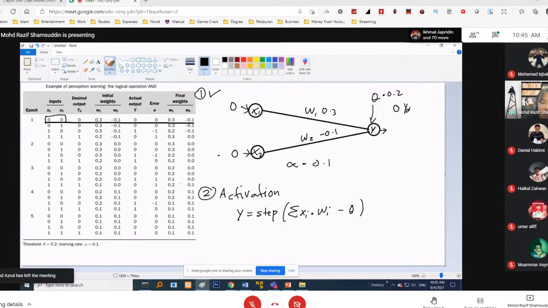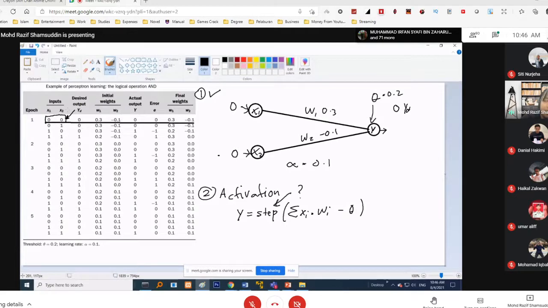Okay, kenapa kita pakai step? Kenapa kita pakai step activation? Sekejap. Binary. Itu jawapan dia. Okay. Sebab kita nak hasilkan output kita dalam bentuk binary.